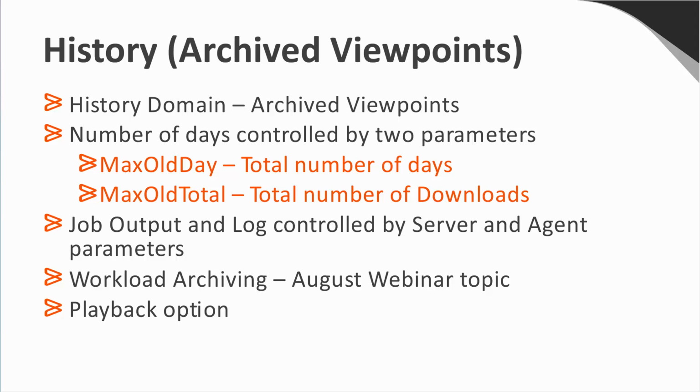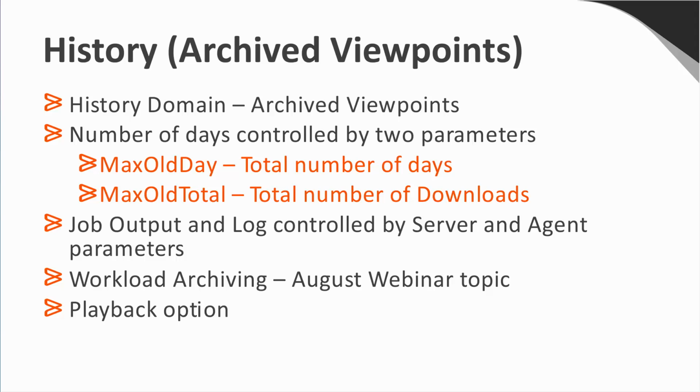Job output and job log can also be viewed for previous days' jobs. The retention time for output and log are controlled. The agent controls the time that the output is available, and the server controls the amount of time that the log is available. By default, these are set to 2 days. If you increase the number of days for the log, the database space needed on the server will increase. And if you increase the output, the space that the agent takes up will increase.